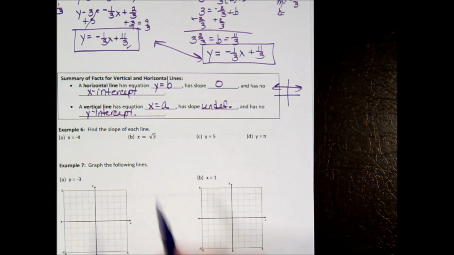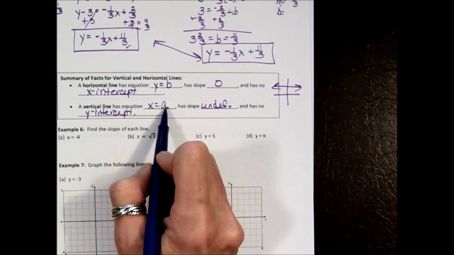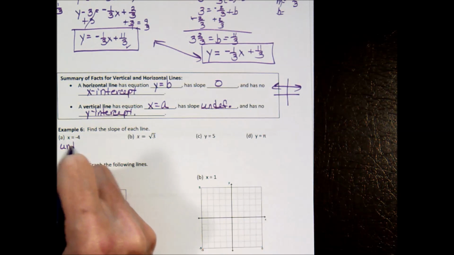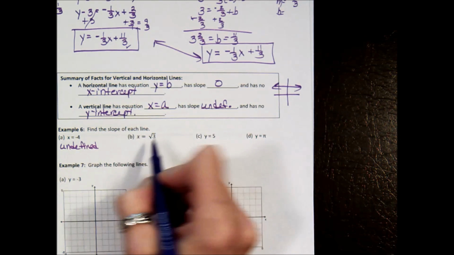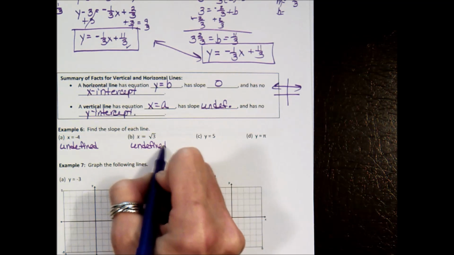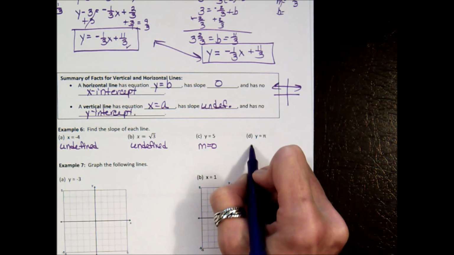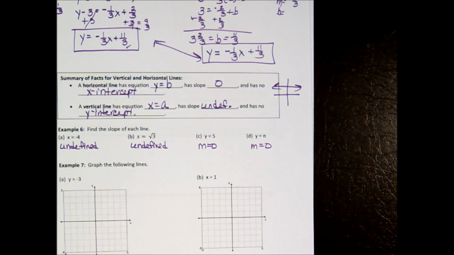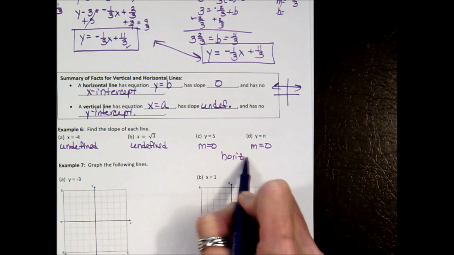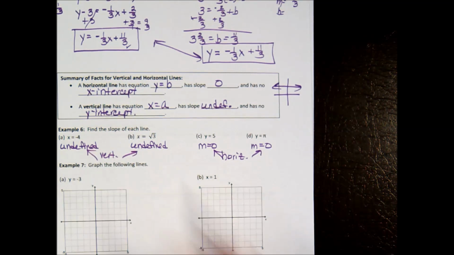So find the slope of each line. X equals negative 4. I know x equals a number is a vertical line, and so its slope is undefined because it is a vertical line. X equals radical 3 is undefined slope, again because it is a vertical line. Y equals 5, slope equals 0. Y equals pi, slope equals 0. It doesn't matter what y equals. If it's y equals some number, it is a horizontal. So these two were horizontal with 0 slope. These two were vertical with undefined slope.